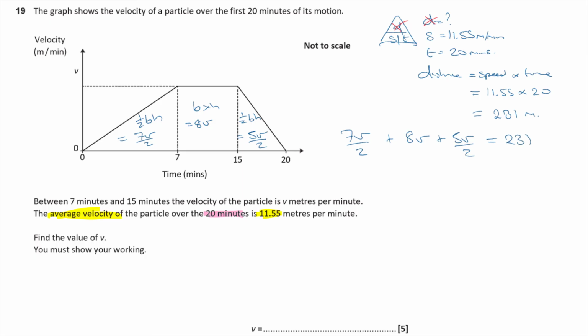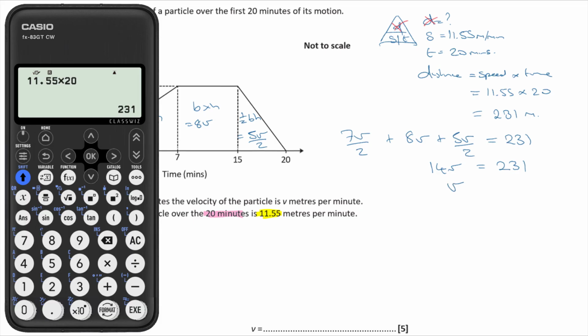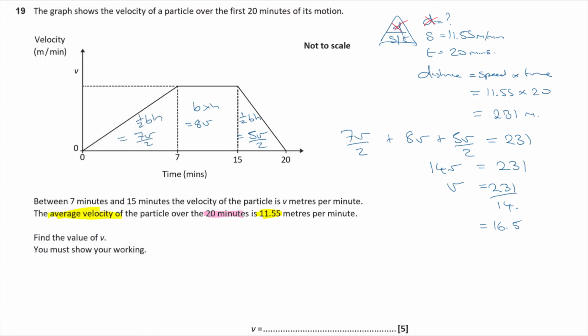So what's that then? 7v over 2 plus 5v over 2 is 12v over 2, which is 6v. So 6v plus 8v is 14v. So 14v is equal to 231. So then v is going to be 231 over 14. What's 231 divided by 14? That's 16.5. So 16.5 what? Meters per minute, I guess. 16.5 meters per min.